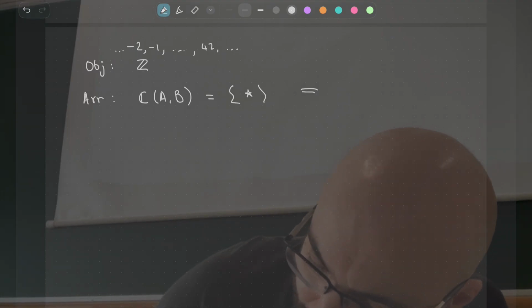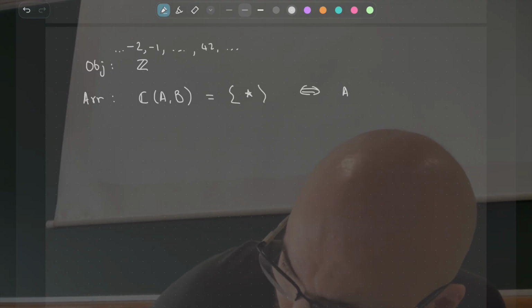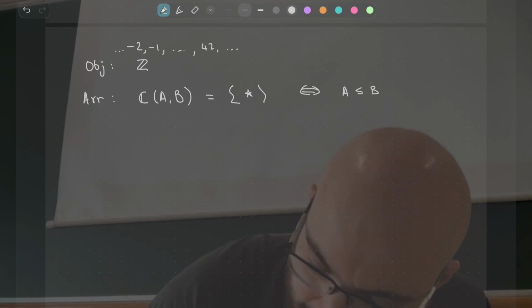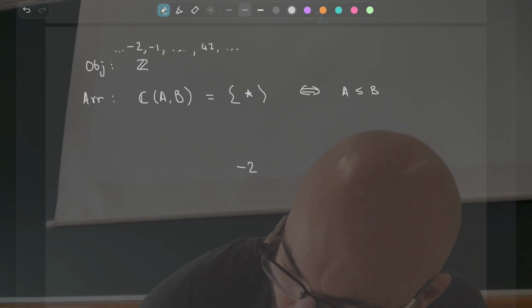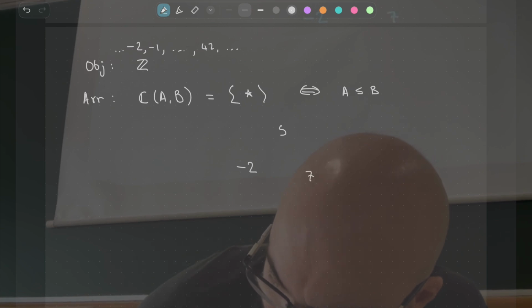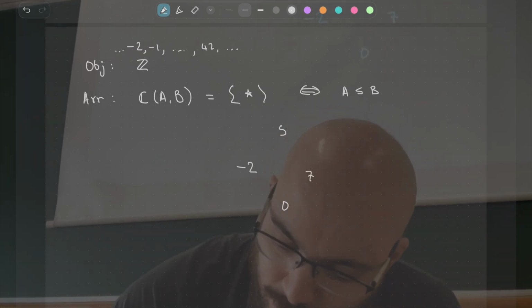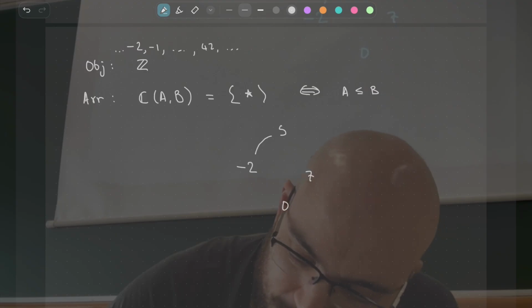If and only if A is less than or equal to B. So let's try to draw this and discuss it a bit. I will write some objects here. So it means, how many arrows do I have here?